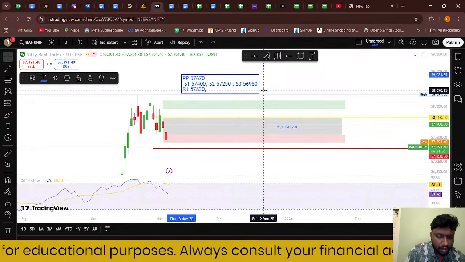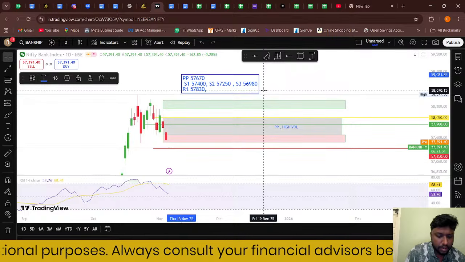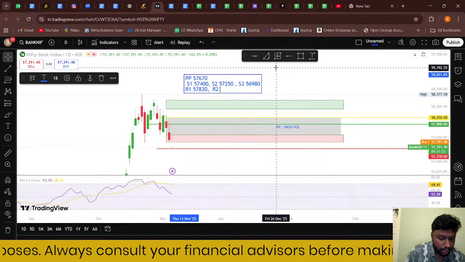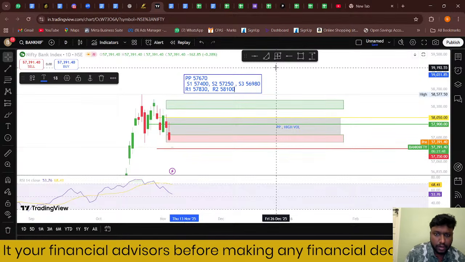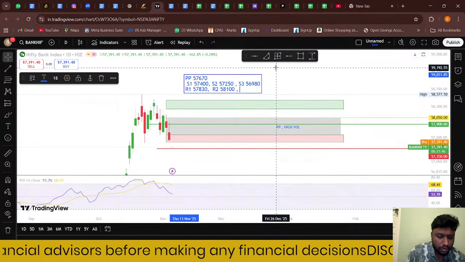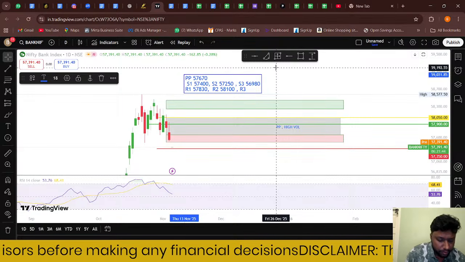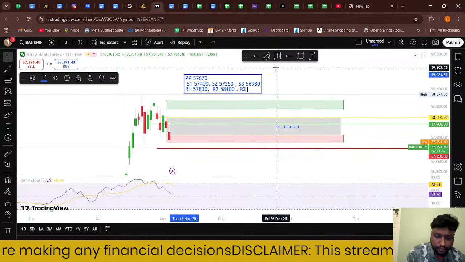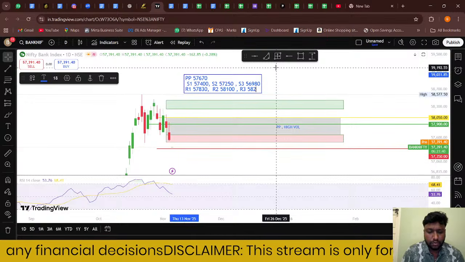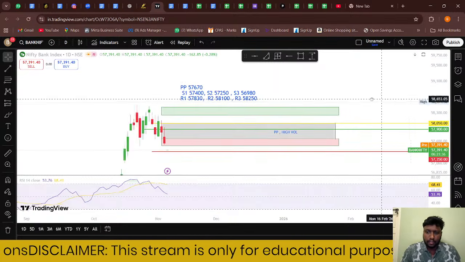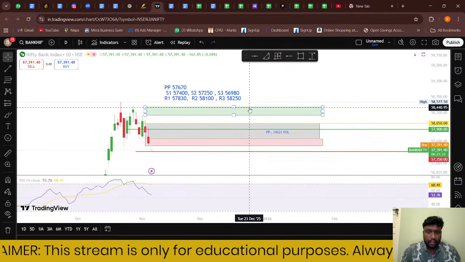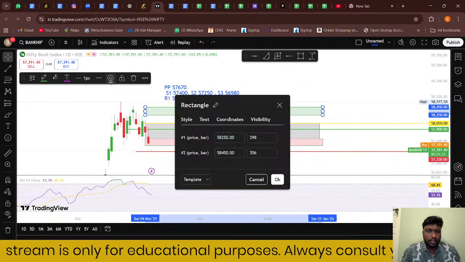So R2 will be at 58,100. 58,100 we will consider as R2, and R3 will be at 58,250. 58,250 will be the R3. So these are the three zones, three levels of Bank Nifty. Let's zone this out.